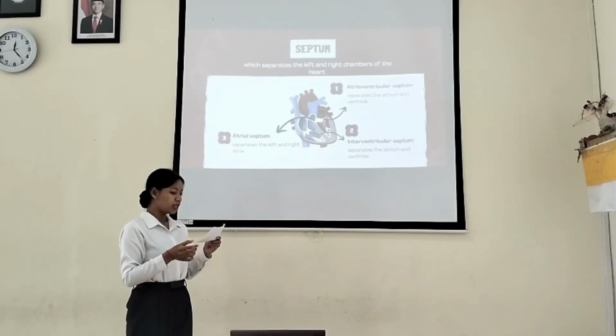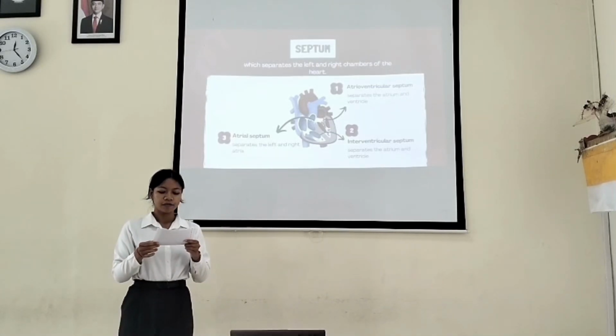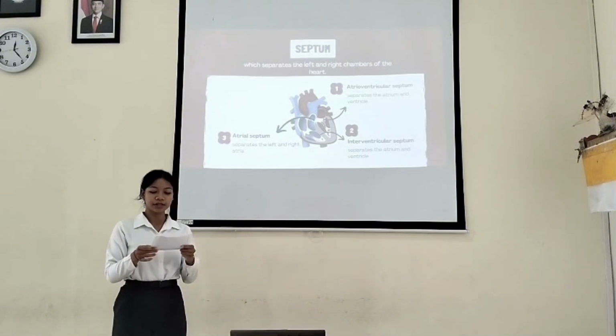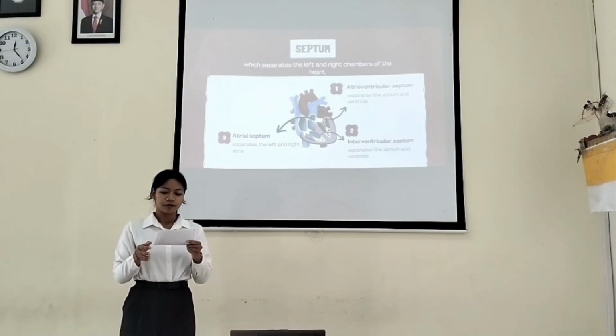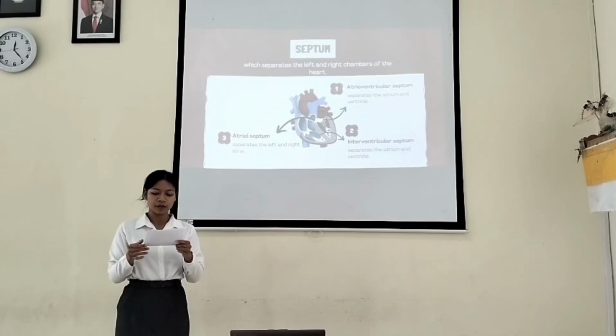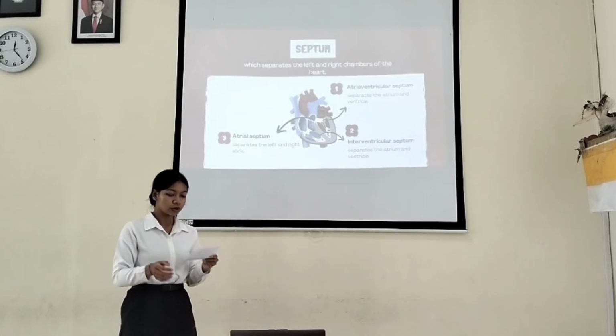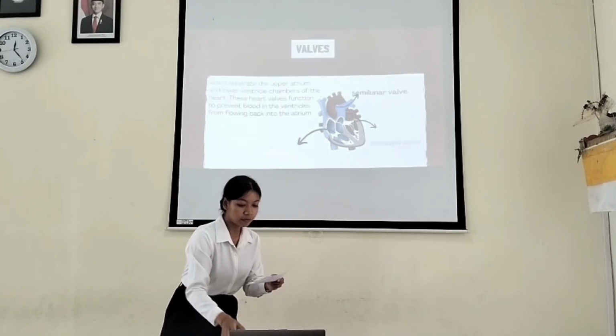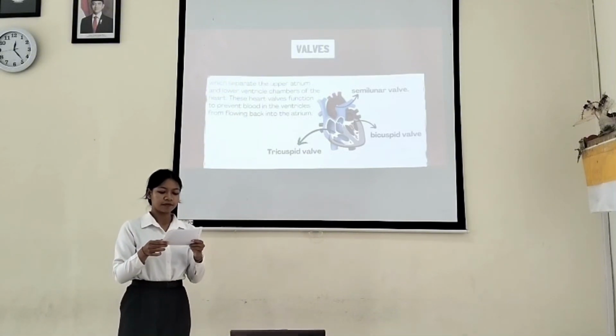In addition, the heart has valves, which separate the upper atrium and the lower ventricle to prevent blood from flowing back into the atrium. Some of the heart valves include the tricuspid valve, bicuspid valve, and the semilunar valve.